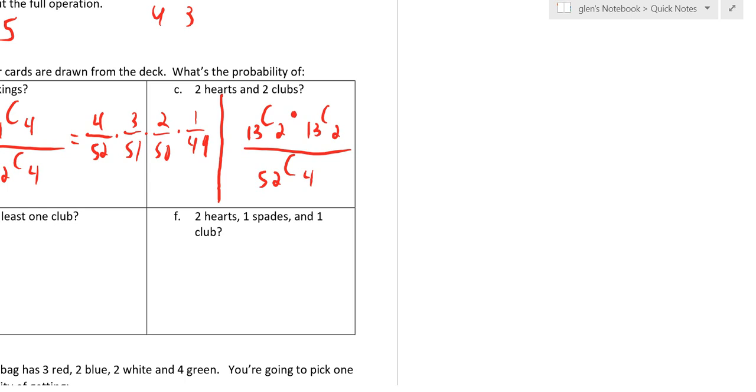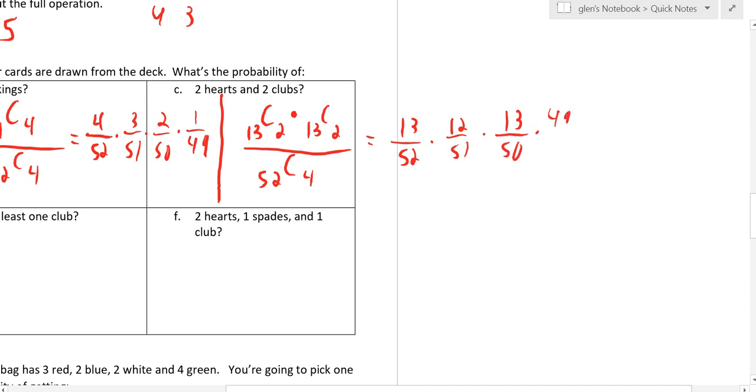The multiplication way would be 13 out of 52, and then 12 out of 51, and then times 13 out of 50. Not 49, 12 out of 49. You're multiplying because they're ands. We need a heart and a heart and a club and a club.